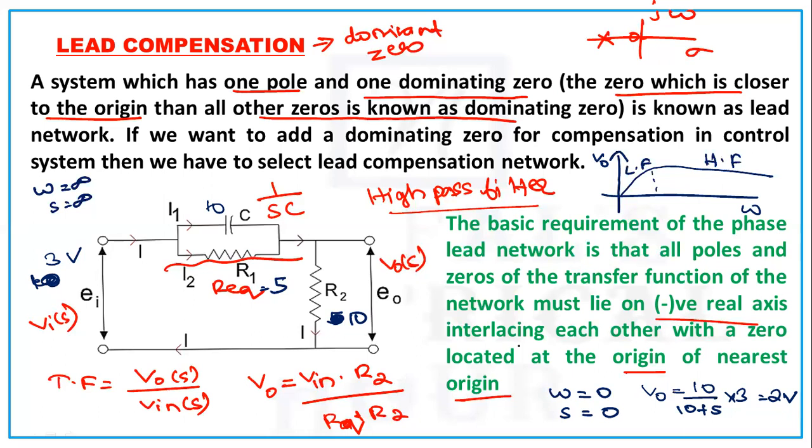Low pass filter means the frequency is less. So when we write this much value we are getting, then for high pass, because this is open, there is no need of considering that. So it will be, this is 5 actually. So 10 by 10 plus 5 into 3, simple. 2 volt, you're getting. So that's how it becomes a high pass filter. Just remember, lead compensator is a high pass filter.